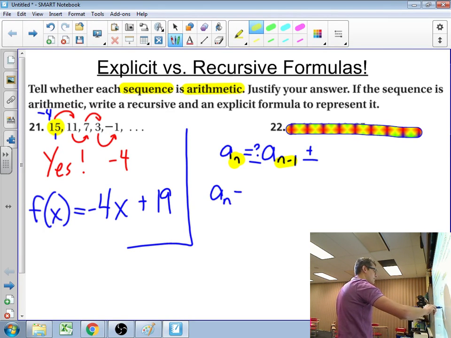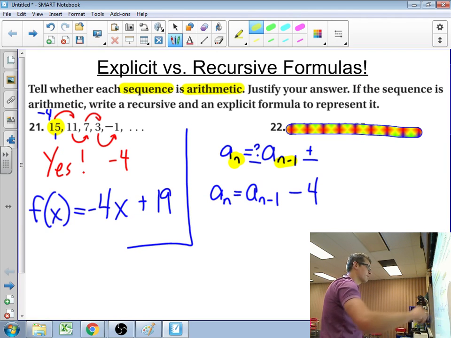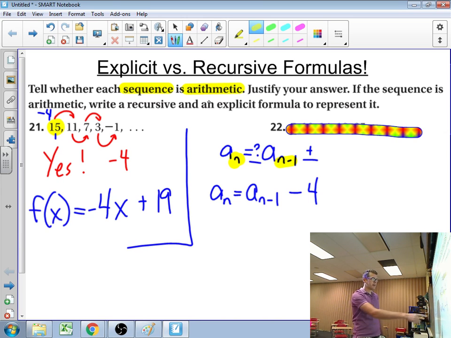I'm going to say that a sub n is going to equal, well, what was happening between every term? I was taking 4 away. So I can say this was my previous term minus 4, and that's it. Now the problem with a recursive formula is I have to know what the previous term is, or I have to know where to start, because I could plug in a sub 5, but if I don't know what a sub 4 was, I can't solve for a sub 5. So I have to be able to figure out what that previous term was. I have to know where I'm starting so that I can start that value and identify what that next term is. So that's an example of 21.